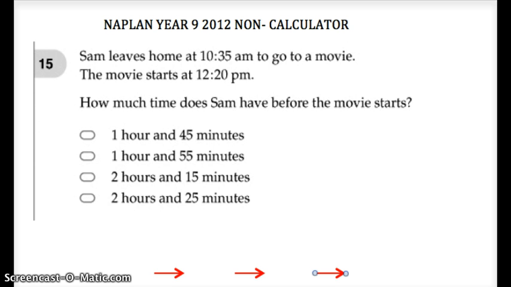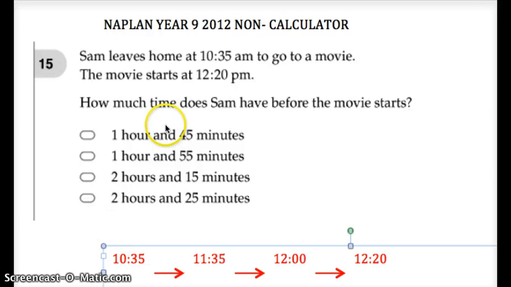Okay, this is the 2012 non-calculator paper, question 15. Sam leaves home at 10:35 a.m. to go to a movie, and the movie starts at 12:20 p.m. How much time does Sam have before the movie starts? Pause the video and attempt the question.